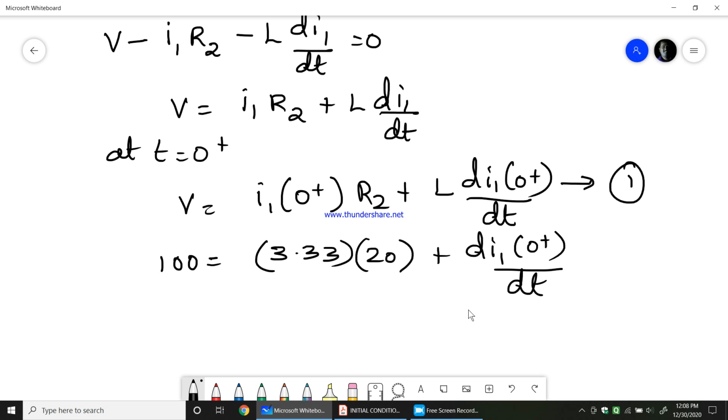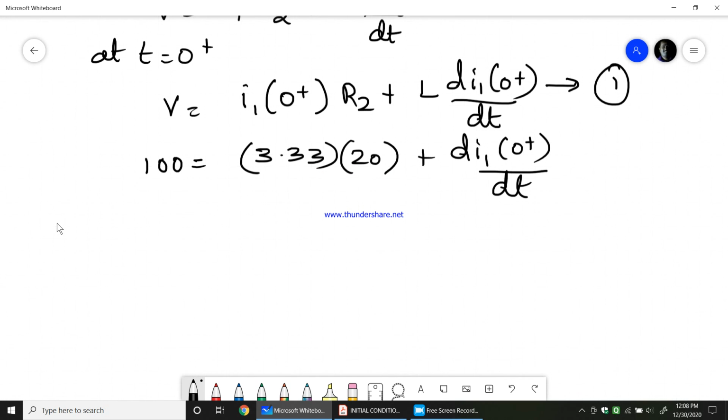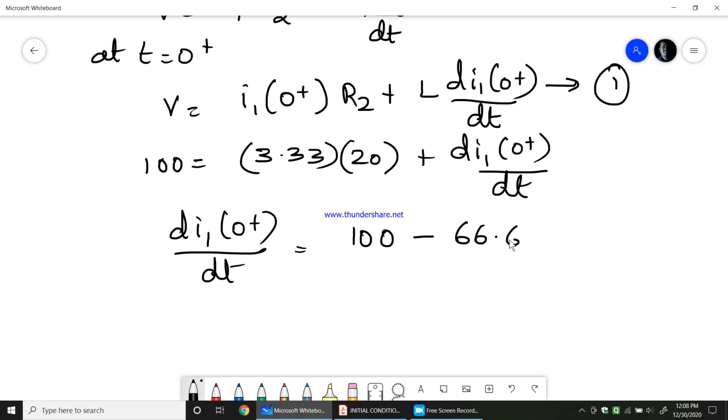Anyway, the second derivative is not asked in this question, so we'll not bother about that. Therefore, di1 of 0 plus by dt equals 100 minus 3.33 into 20. 3.33 into 20 would be equal to 66.6. Therefore, 100 minus 66.6 would be equal to 33.4. Therefore, di1 of 0 plus by dt equals 33.4 amps per second.